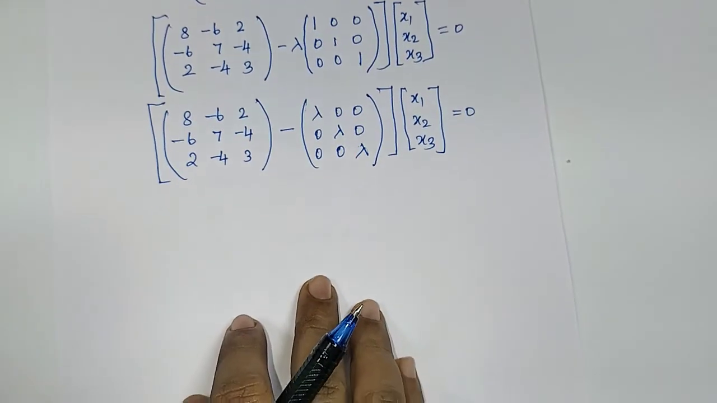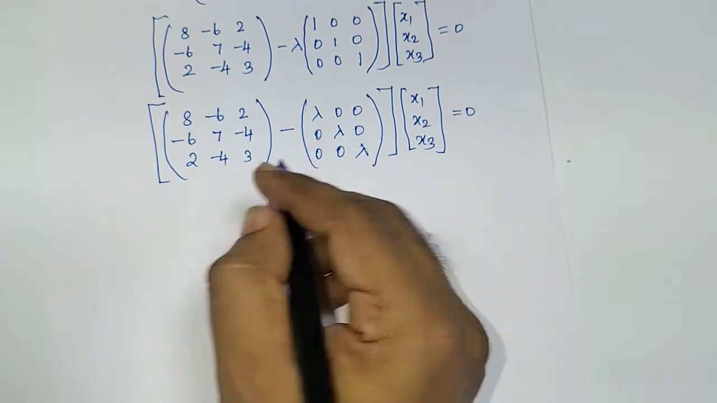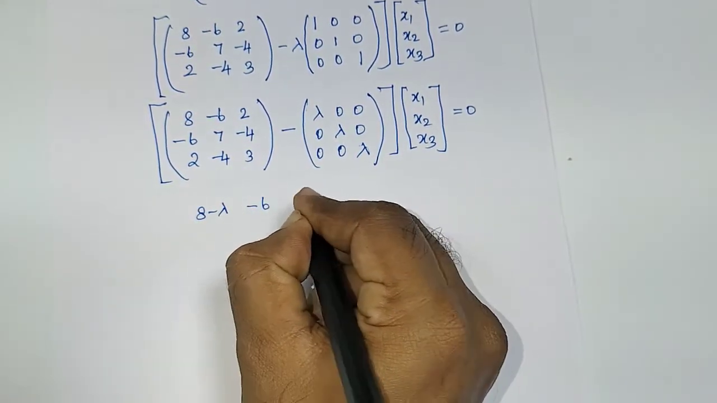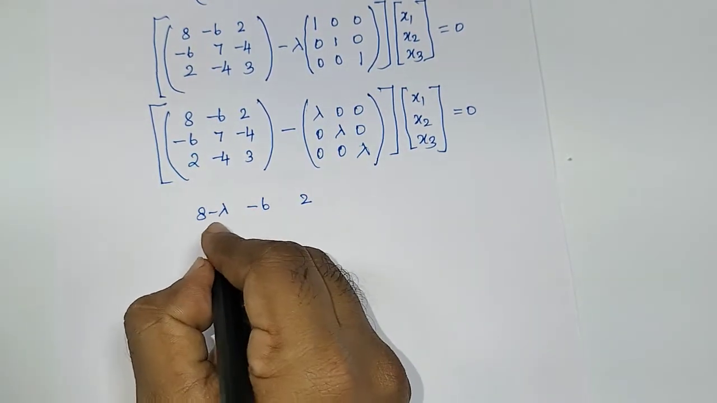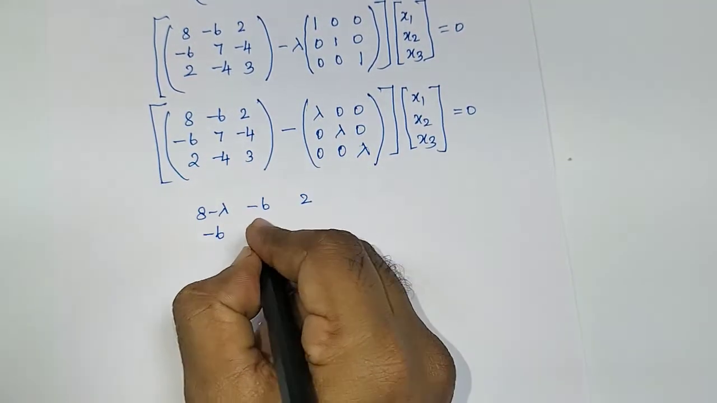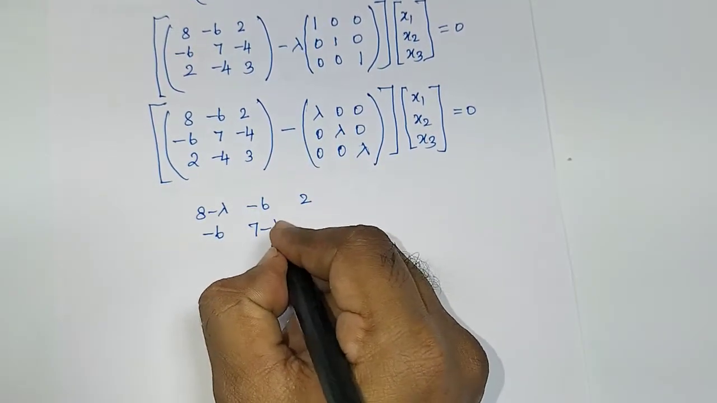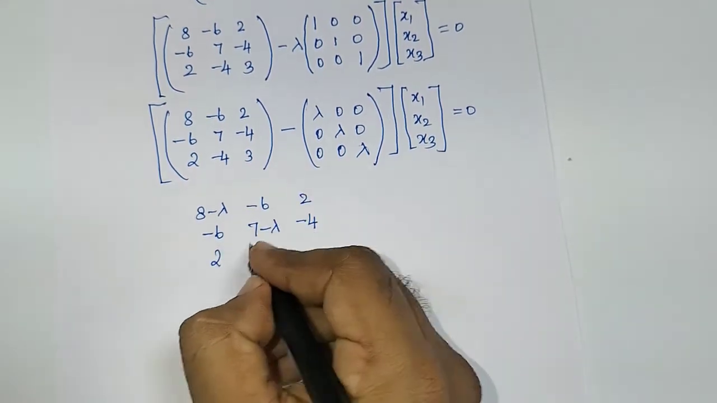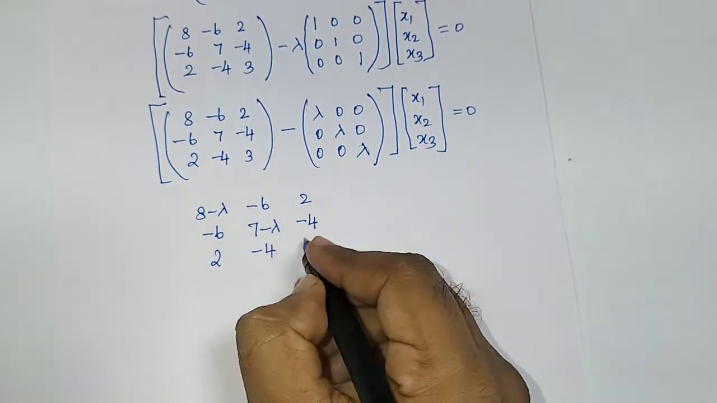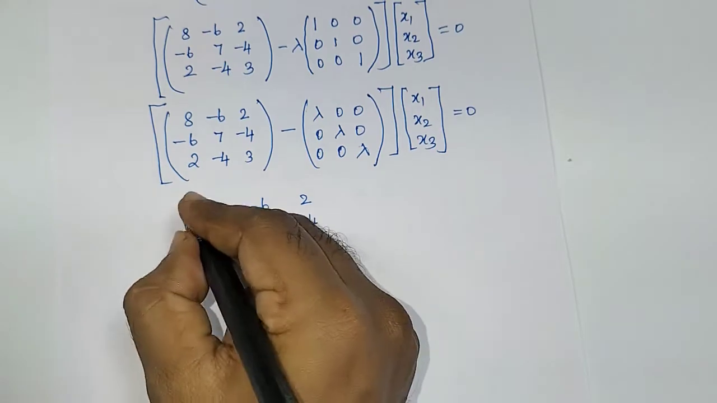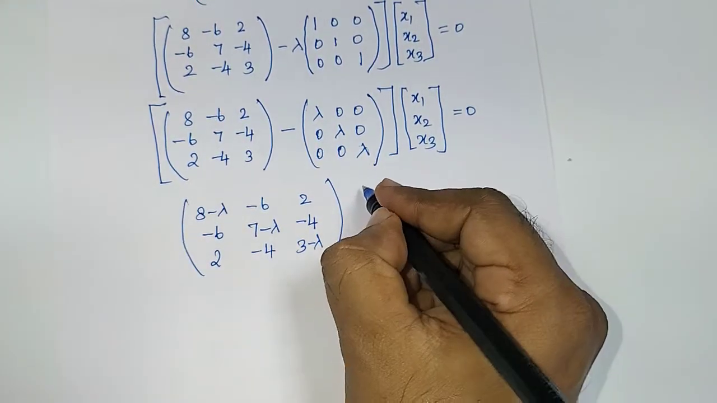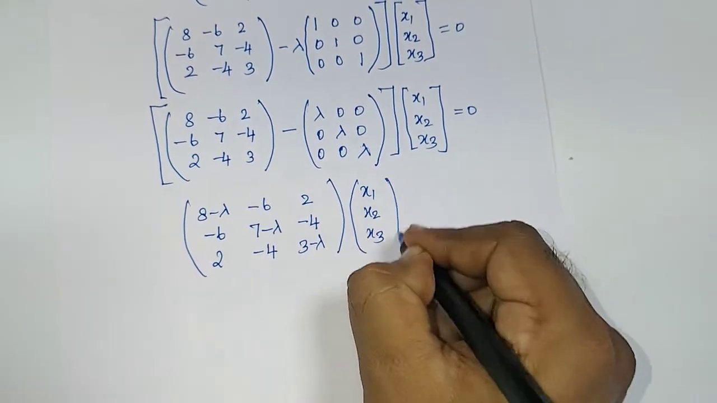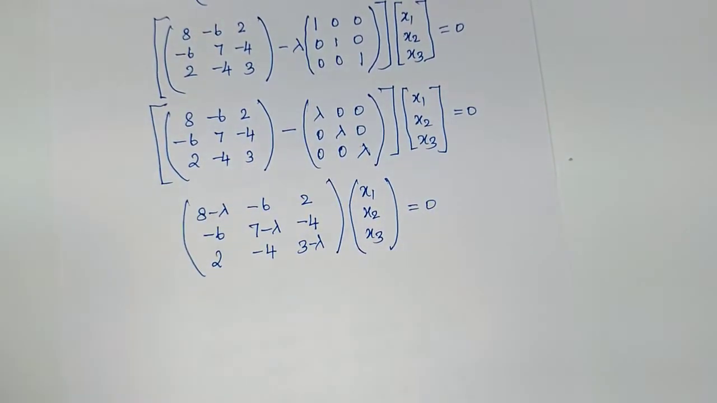Now you can subtract these two matrices. I'll get 8 minus lambda, minus 6, 2, and second row minus 6, 0, 7 minus lambda, and minus 4, 0, 2, minus 0, minus 4, minus 0, 3 minus lambda, and multiply with x1, x2, x3 is equal to 0.